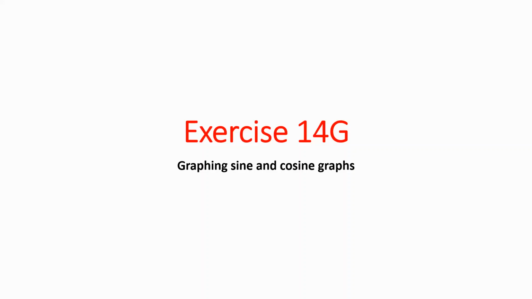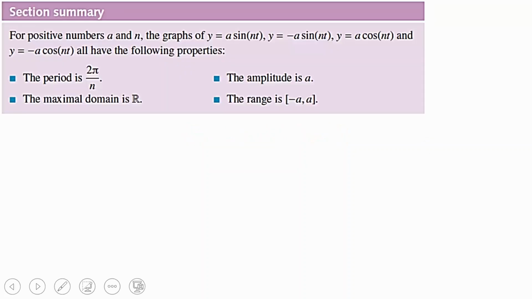So here we go. How do you do 14G? Just to start off with, these are your formulas to copy. Now, I know it looks weird, so I just want you to copy what I'm going to box out here. And I want you to know that A is called the amplitude.